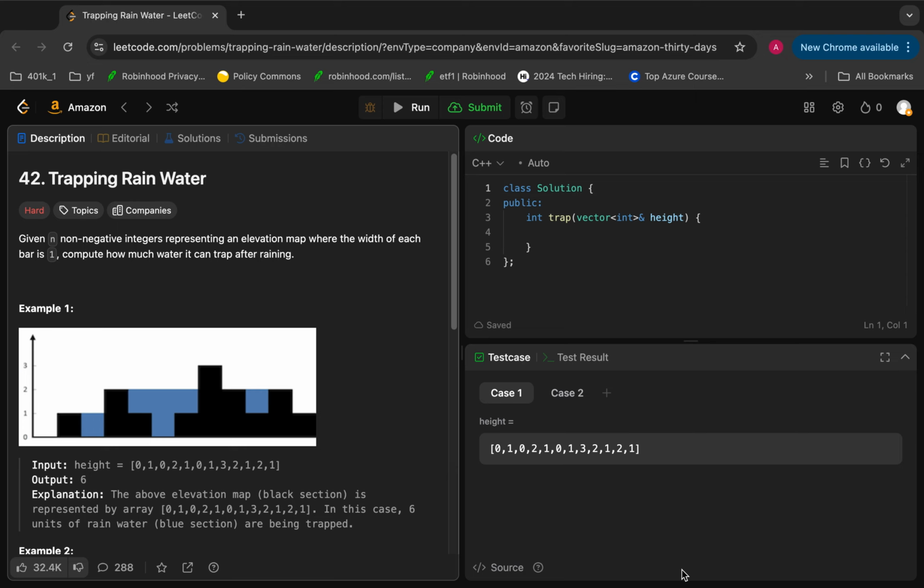Let's discuss LeetCode problem number 42, trapping rainwater.